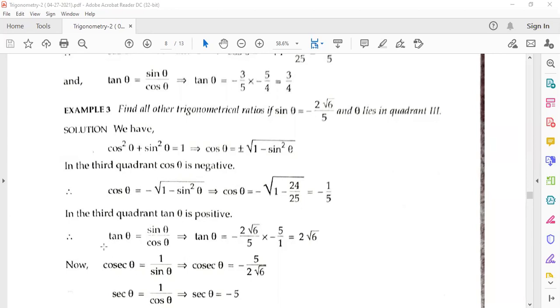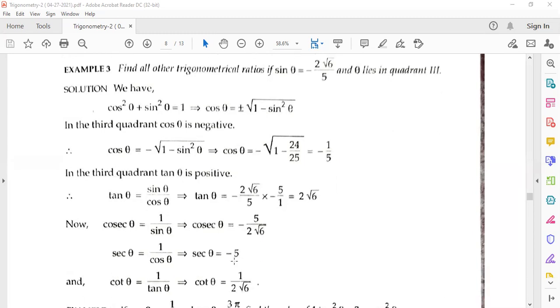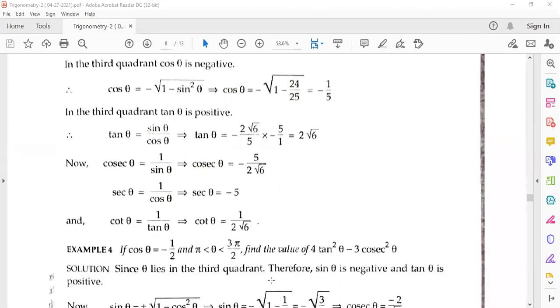Now we have to find out the value of tan theta. Tan theta means sin theta by cos theta. That is minus 2 root 6 by 5 into minus 5 by 1. That is 2 root 6. So from here we got the value of cot theta also, 1 by 2 root 6. Look at here, cosec theta means 1 by sin theta, so cosec theta is this, already we got it. Sec theta equals minus 5 and cot theta equals 1 by 2 root 6.